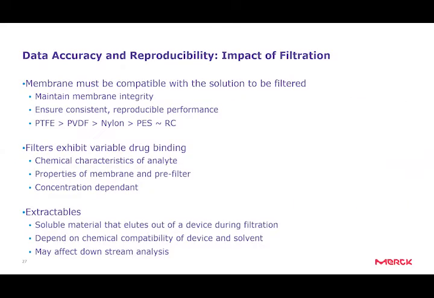When we look at data accuracy and reproducibility, there are three characteristics that we have to take into account. The chemical compatibility, because that maintains the membrane integrity and ensures consistent and reproducible performance. Secondly, variable drug binding or analyte binding, which are dependent on the characteristics of the analyte, properties of membrane and the prefilter, and they are also concentration dependent. And extractables, which are soluble materials that elute out of a device during filtration. These extractables are also based on chemical compatibility of the device and the solvent, and they can affect the downstream analysis.